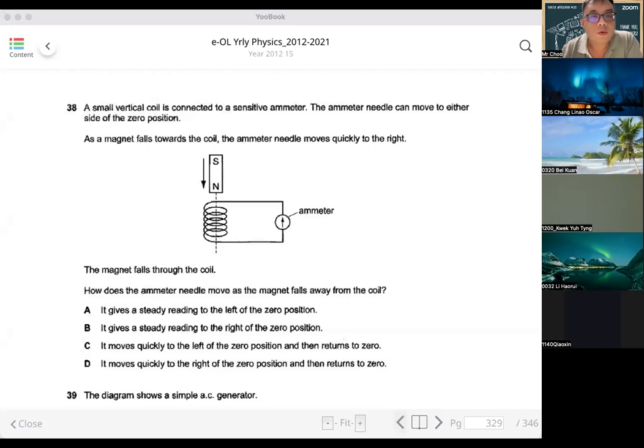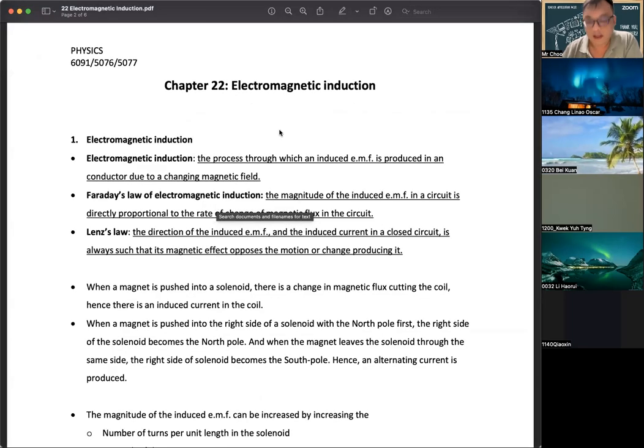Before we continue, let me revise Lenz's law to all of you. Last week I did not mention this much, because there's no example here. The direction of the induced EMF and the induced current will always be opposing the motion or change that produces it. Okay, this is Lenz's law.